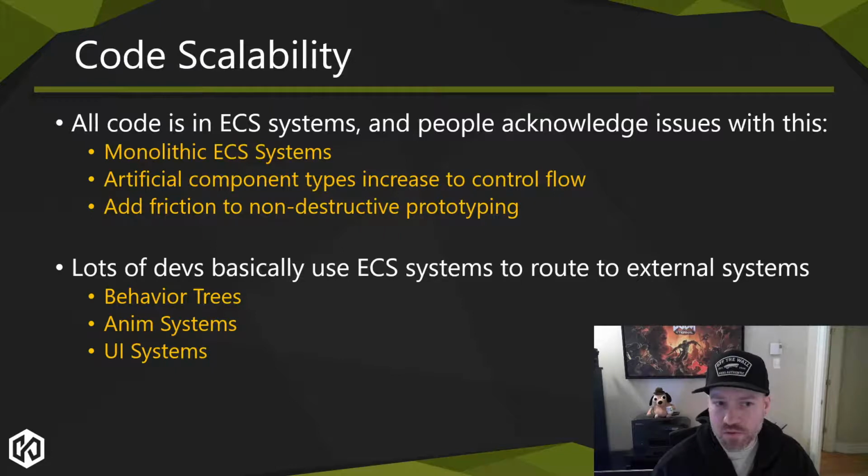You can start adding these component types to do flow control if you want to have a single system. So you would say, oh, I create this component just to have a different signature, so that goes into either a different system or the system internally will branch on that. And it can add a lot of friction to non-destructive prototyping. I'll come back to this in the next example. And then a lot of devs actually seem to use ECS systems as just an update function call. They go in the system, they say, oh, I got the update, so now I forward the call to another system, like run animation or run behavior tree or something.